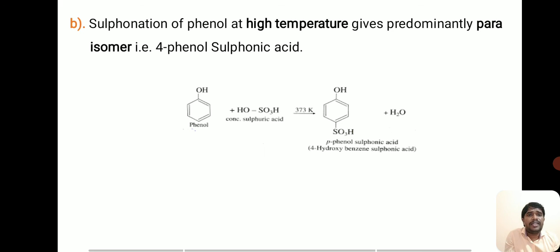And when phenol is treated with sulfuric acid at high temperature, here the formation of the para isomer takes place. That is 4-phenol sulfonic acid, with the elimination of water.